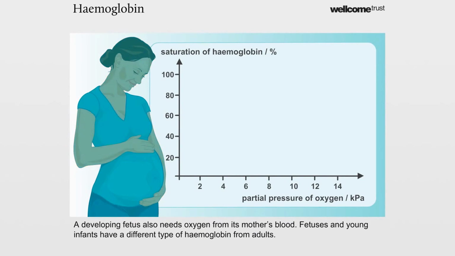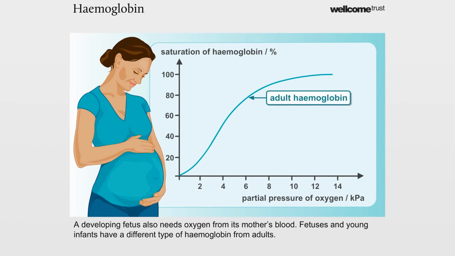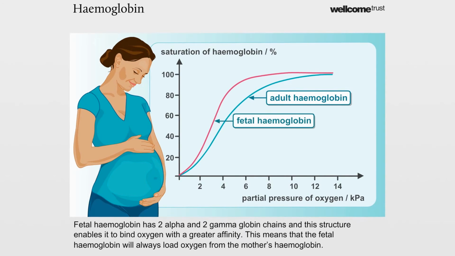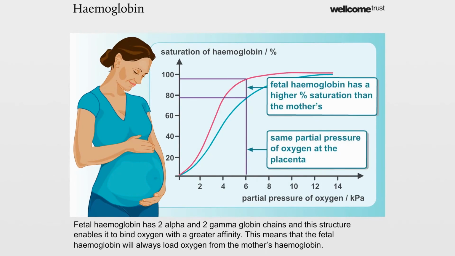A developing fetus also needs oxygen from its mother's blood. Fetuses and young infants have a different type of haemoglobin from adults. Fetal haemoglobin has 2 alpha and 2 gamma globin chains, and this structure enables it to bind oxygen with a greater affinity. This means that the fetal haemoglobin will always load oxygen from the mother's haemoglobin.